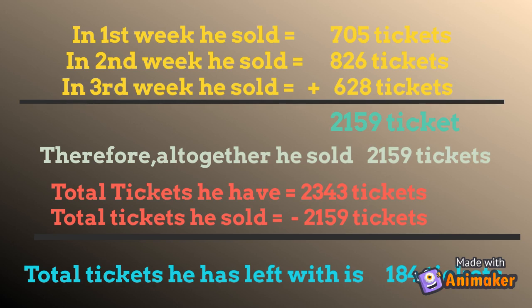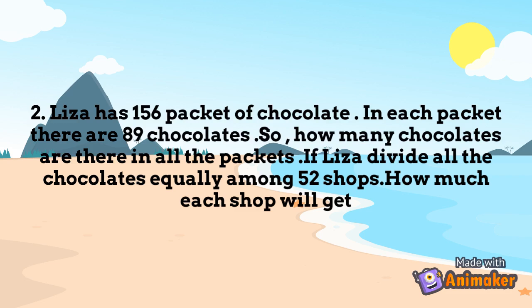Then a question arises: how many tickets are left with him? As you know, the total tickets were 2343 and he sold 2159 tickets. Obviously it's a subtraction from the total amount. So after doing subtraction, we get 184 tickets. We need to write this also in a statement. Total tickets left with him is 184 tickets. Let's see our second example.